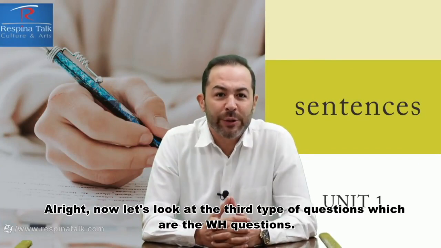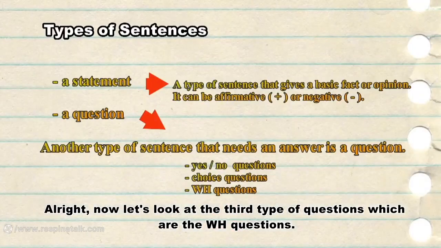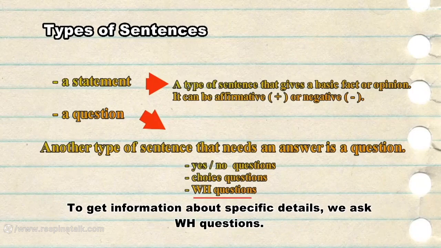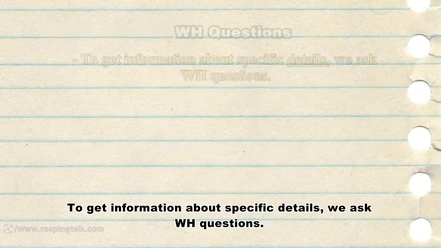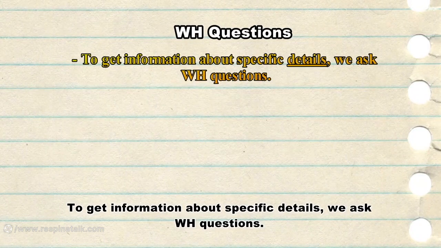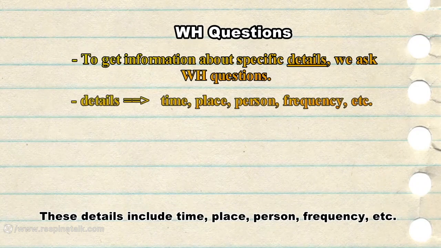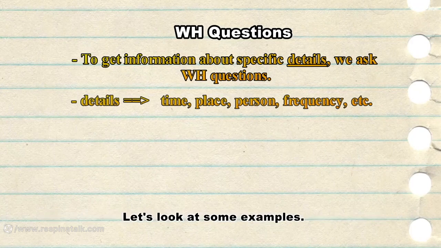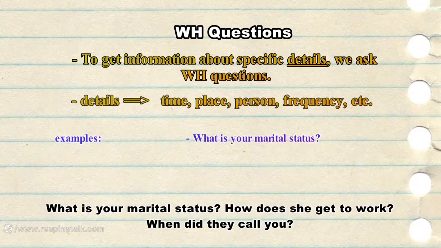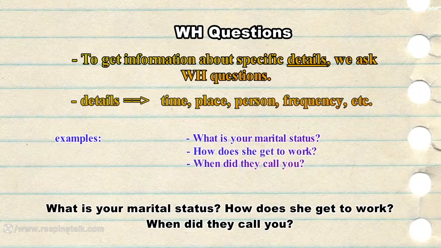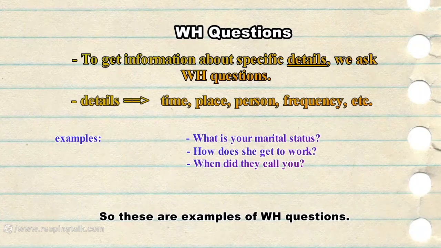All right, now let's look at the third type of questions, which are the WH questions. To get information about specific details, we ask WH questions. These details include time, place, person, frequency, and etc. Let's look at some examples. What is your marital status? How does she get to work? When did they call you? So these are examples of WH questions.